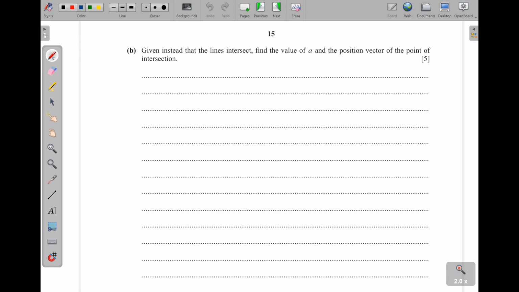So they are saying that part B, given instead that the lines intersect, find the value of a and the position vector of the point of intersection. So if the two intersect, then we are supposed to equate the x coordinates, the y coordinates, and the z coordinates. Now we have what we call the parametric equations of these lines. So let's check them and then we find them out.